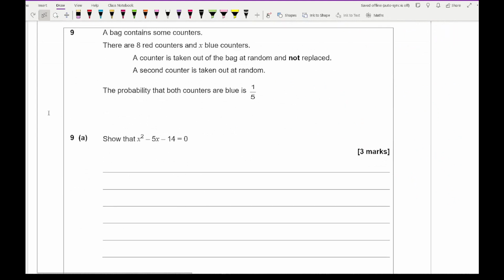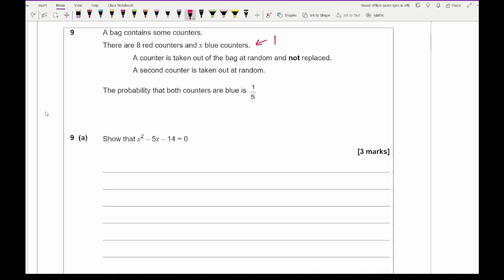Then moving on to question 9, it says that a bag contains some counters. There are 8 red counters and x blue counters. A counter is taken at random and not replaced, and a second counter is taken at random. The probability that both counters are blue is 1 over 5. Show that x squared minus 5x minus 14 equals 0. So this one is what we call a probability equation. It says that a bag contains some counters, 8 are red and x are blue.